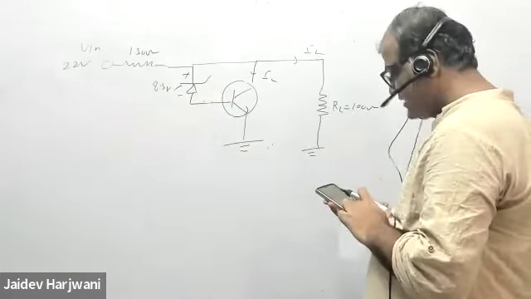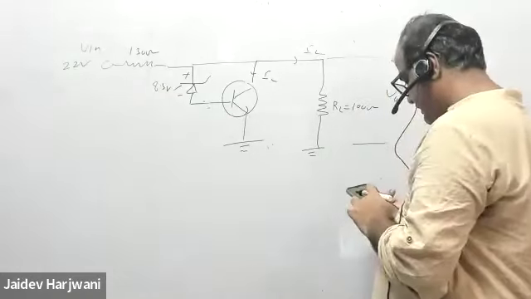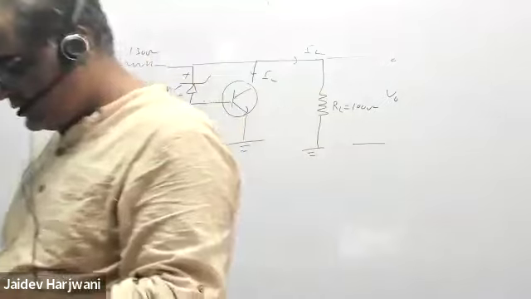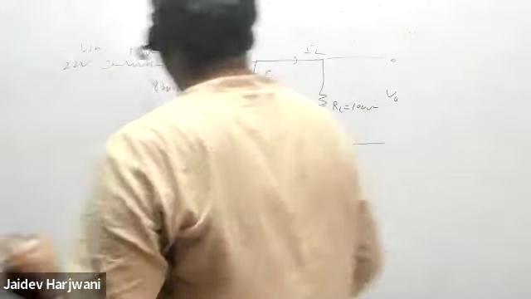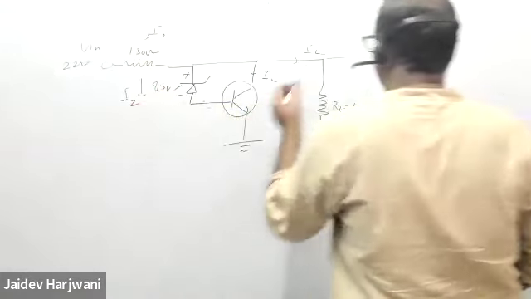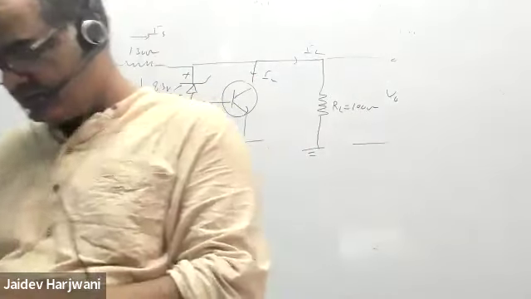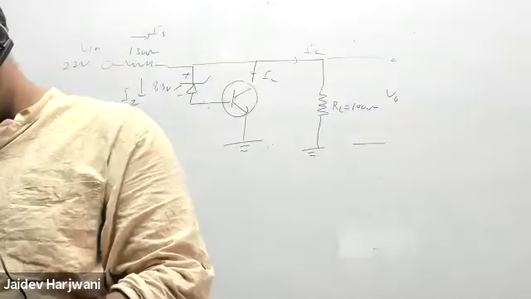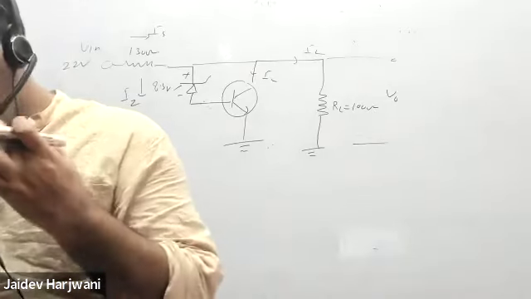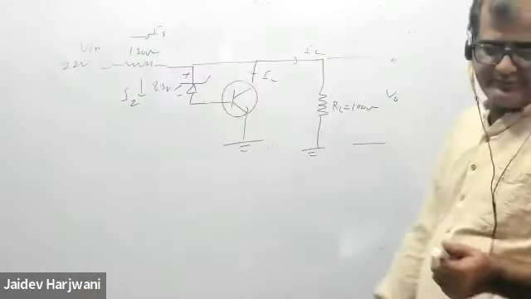So the question is asking, what is the output voltage here? And you have to find the IC, IB, you have to find the current values. Okay, IS, IZ, IL. Find the current values. What is the collector current? What is the load current? And what is the V output?